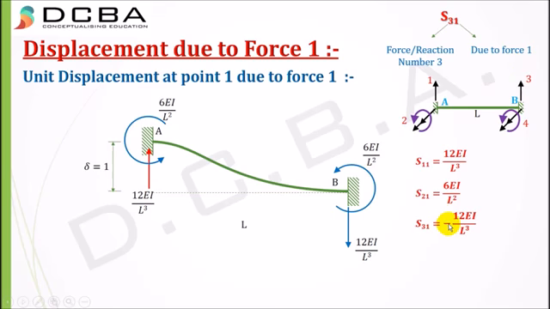EI by L cube. S41 is 6 EI by L square, and it is force or reaction number 4 due to force 1, and it is again positive because it is anti-clockwise, and our force or reaction at 4 is also anti-clockwise, therefore it is plus 6 EI by L square.